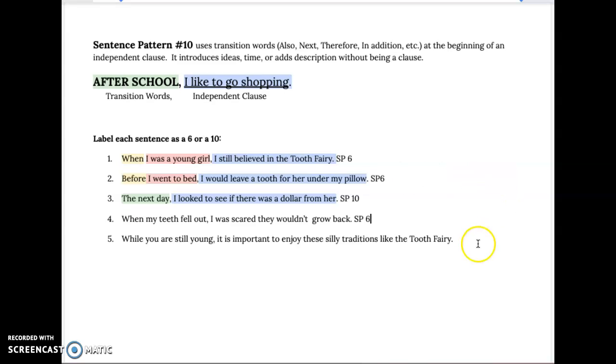This is a 6. And this is a 6. You can go through and look at why I said that.